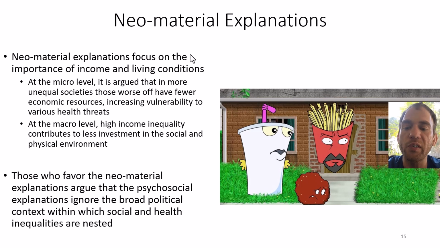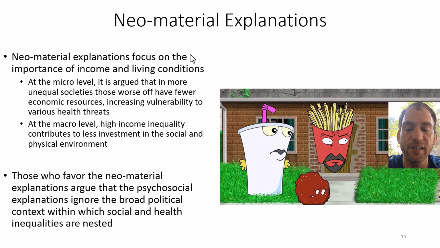Neo-material explanations focus on the importance of income and living conditions. At the micro level, it is argued that in more unequal societies, those worse off have fewer economic resources, increasing vulnerability to various health threats. At the macro level, high income inequality contributes to less investment in the social and physical environment.